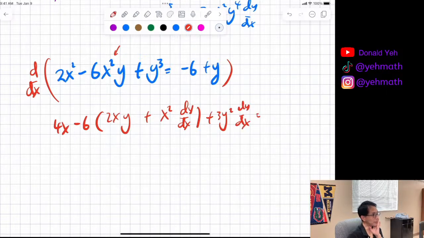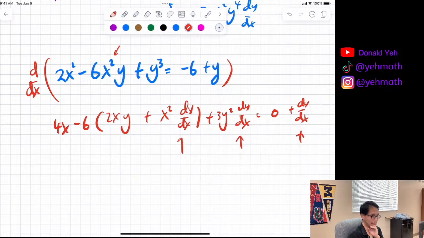Now, the most common mistake is actually not the implicit part. It's that people don't know how to take a derivative of negative 6. That's just a dumb mistake most people make. And guys, the derivative of a constant is 0. Write down 0 if it really helps you. Plus dy dx.